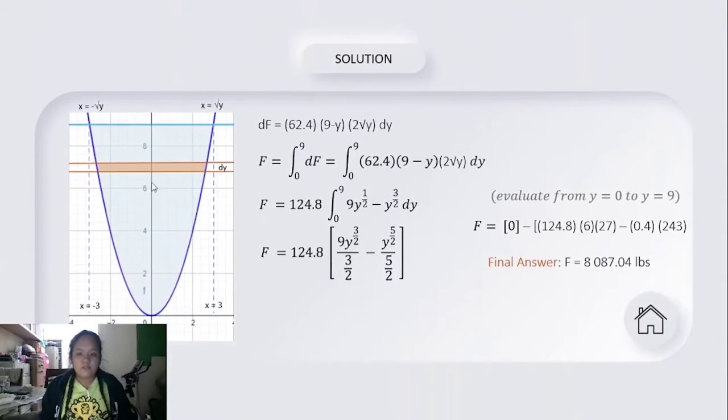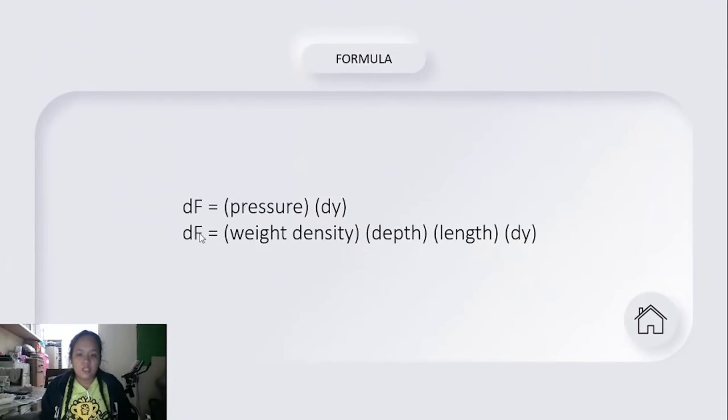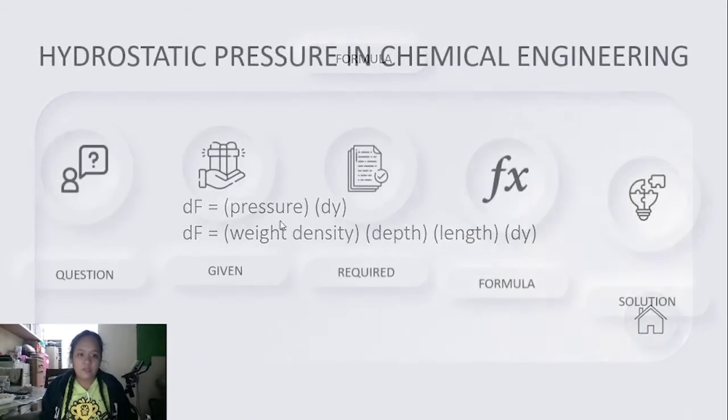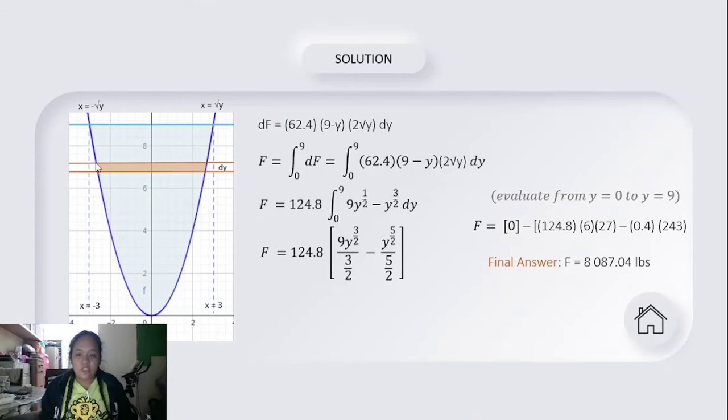To solve this specific problem, since we can't solve the entirety of this parabolic equation, what we have to do is take a slice out of that parabolic graph and derive an equation from it, which is what we saw earlier in this formula: dF equals weight density times depth times length times dy. The dy is this, which means the change in y.